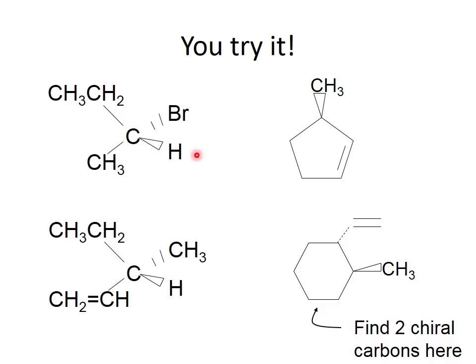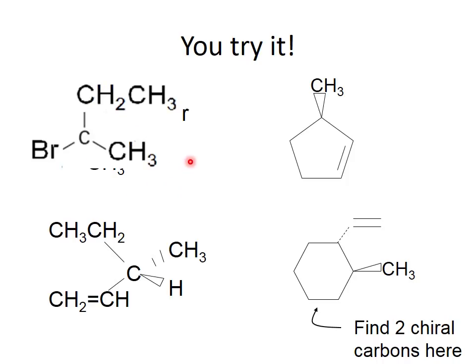Okay, the first thing that we have to do is assign priorities to these groups. The number 1 priority group would be the bromine, number 2 would be the ethyl, and number 3 would be the methyl. Hydrogen will be the lowest priority group. In order to determine if it's R or S, we need to take the lowest priority group and put it to the back. So when I put it to the back, this ethyl will remain on top, the bromine is going to rotate over this way, and the methyl is going to move over here.